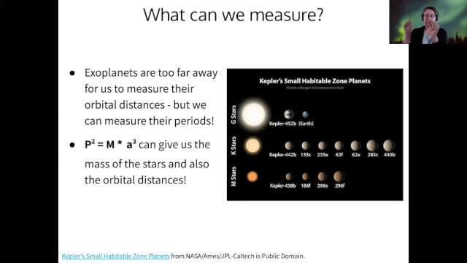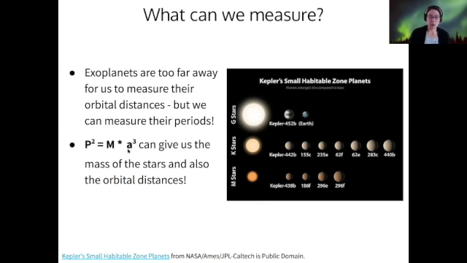But by using the amount of time it takes for the planet to obscure the star each time that it makes an orbit around its sun, we can see the star go dim when the planet is in front of the star from our perspective. And so if we count how often that dimming occurs, we can get its orbital period. So we can measure P, the orbital period. And if we do this, we can get the mass of the star and also its orbital distance.